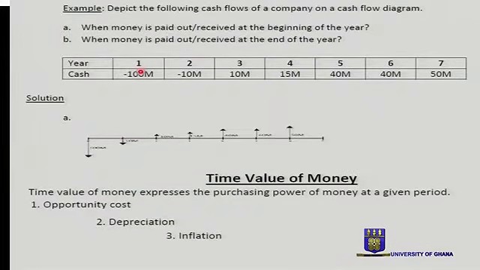And so our first value, which is minus 100 million, will occur here, right? And then the others will follow. And so because we are paying at the end, you will notice that your last value here, which is 50 million, will come to this point.